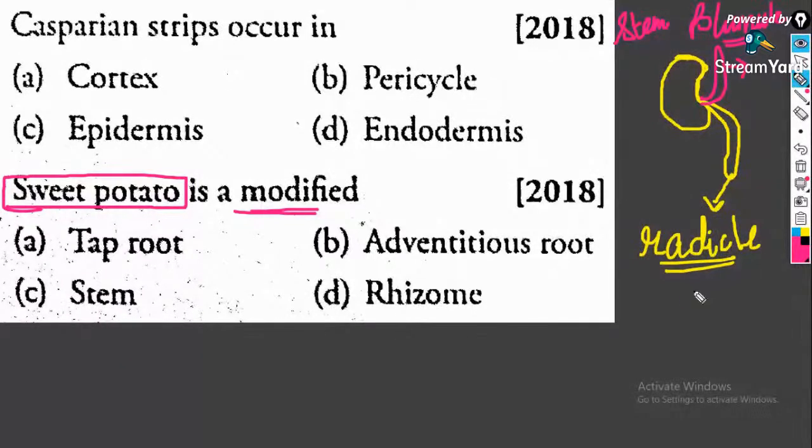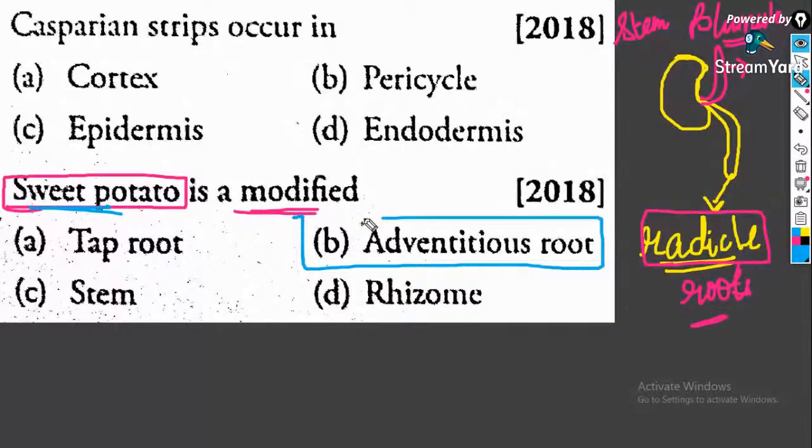All types of roots develop from the radical, but there are certain roots which do not originate from the radical, but instead from other plant parts concerned with certain other functions. Sweet potato is a modified adventitious root. Option B is the correct answer for the question. It is concerned with the function of storage of food.